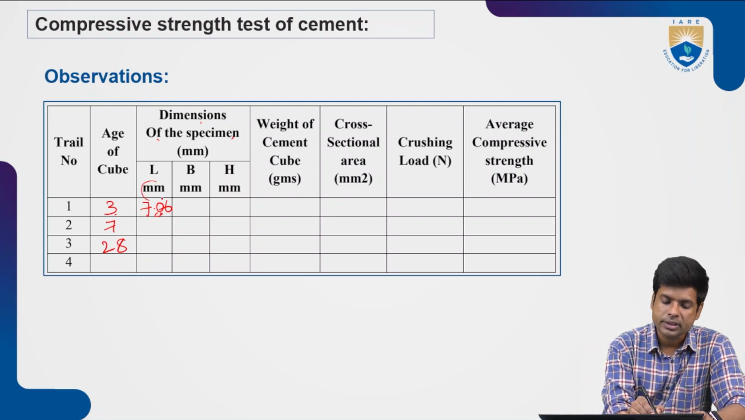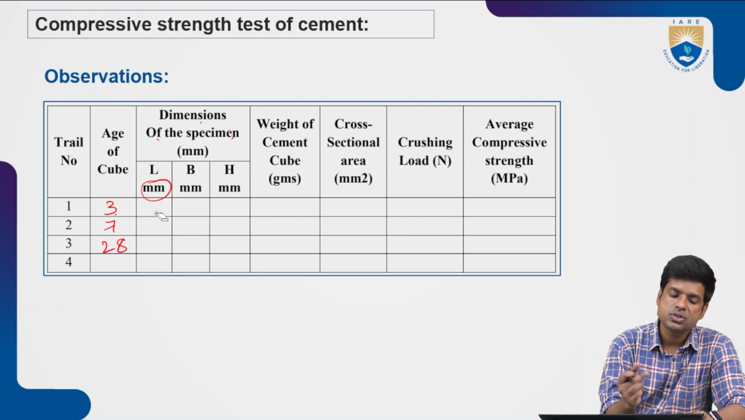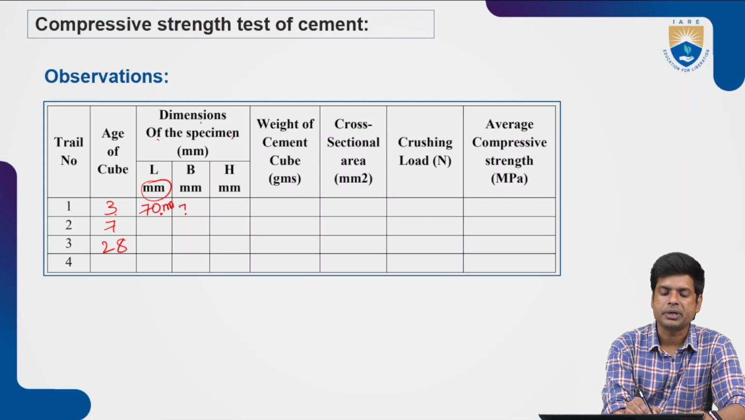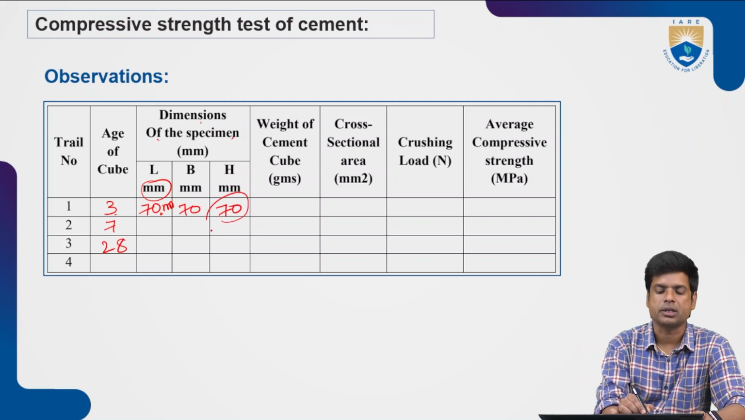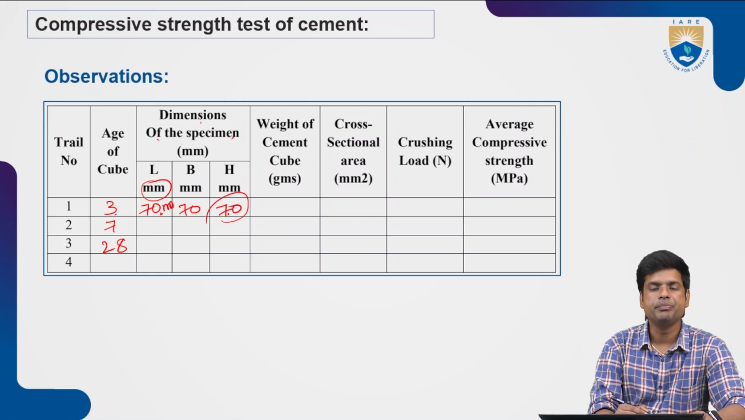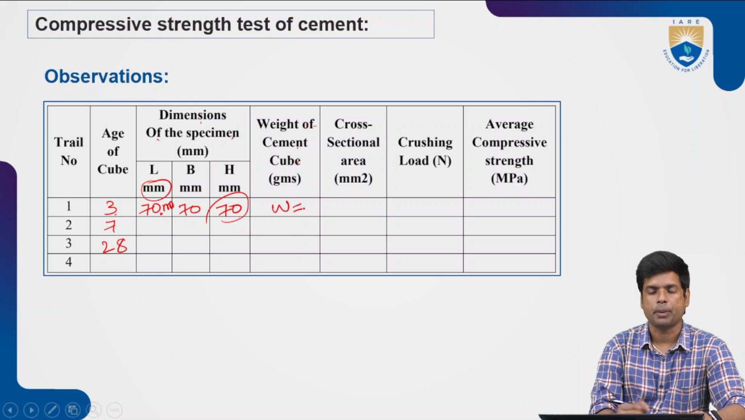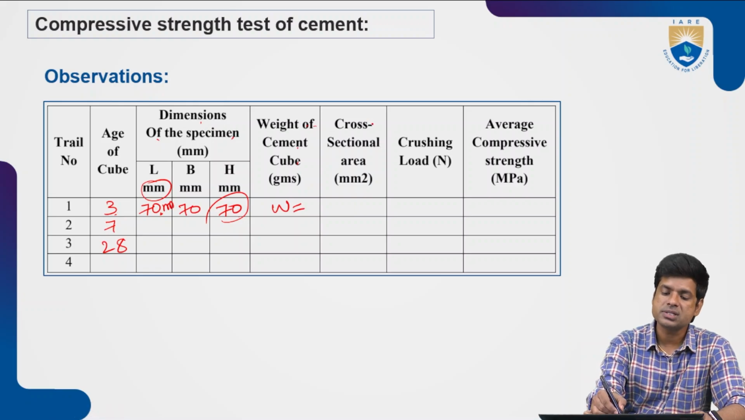Here the units are mentioned in millimeters, so you can write approximately 70 mm for L, B also 70 mm, and H also 70 mm. Approximately I am writing the number here, so 70 mm dimension. Age, dimensions, and next one, weight of the cement cube. Here we have to mention the weight of the cement cube before testing. And next one, cross sectional area.